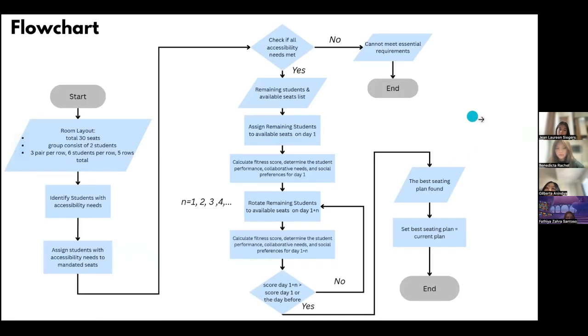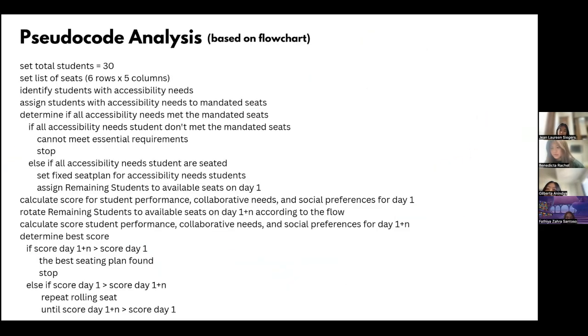This pseudocode translates the flowchart. Same as the flowchart, first it defines the total number of students and the seat layout, until the output comes out as the best seating plan.